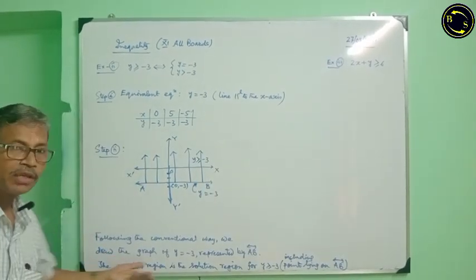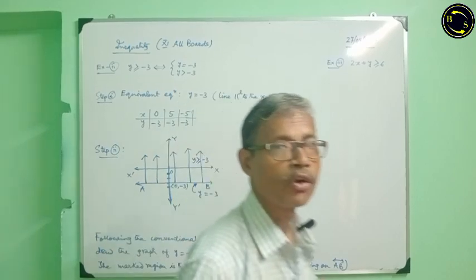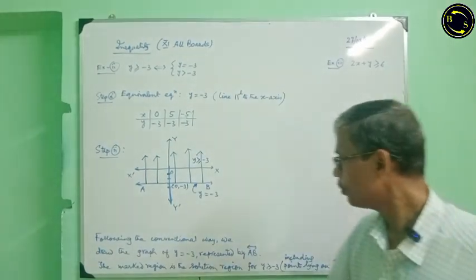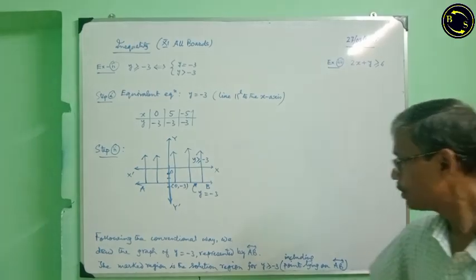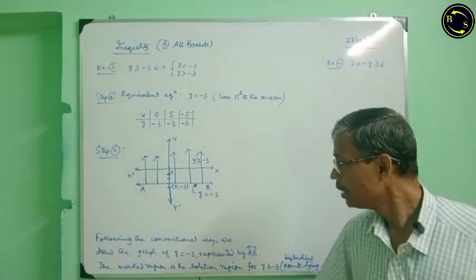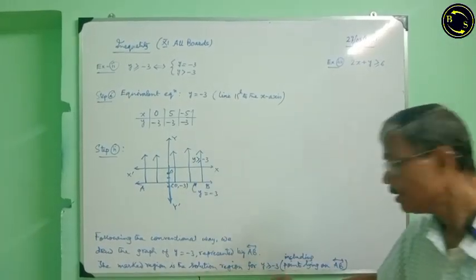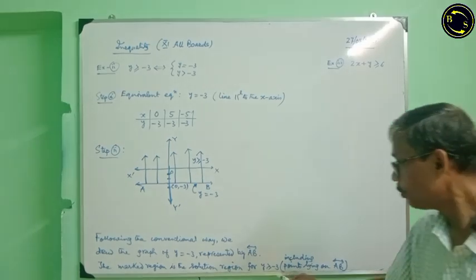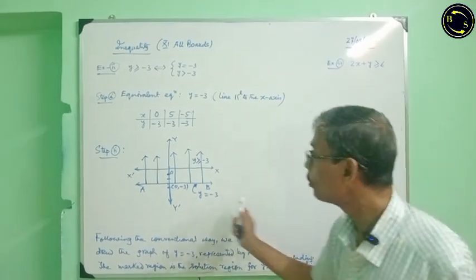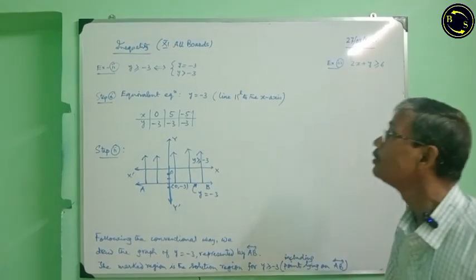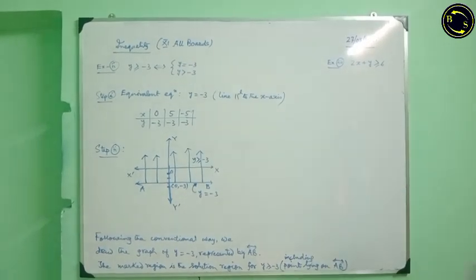Follow this statement, very brief statement. Following conventional method or way, we draw the graph of y equal to minus 3 represented by AB straight line. Now the marked region is the solution region for y greater than equal to minus 3 along with the points lying on AB. Therefore, this sum is solved.